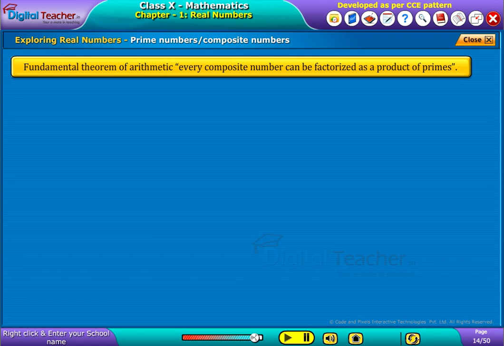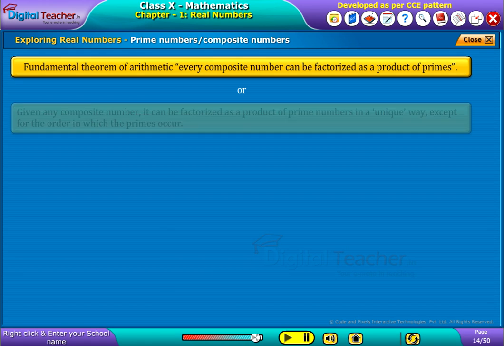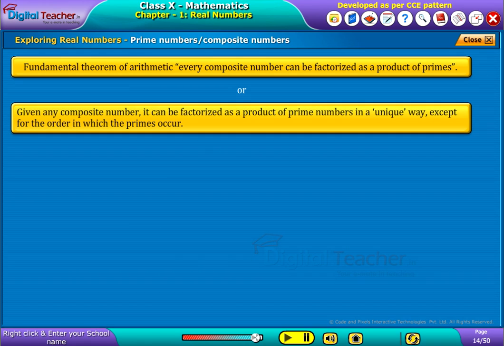The following gives us the fundamental theorem of arithmetic, which tells us that every composite number can be factorized as a product of primes. Given any composite number, it can be factorized as a product of prime numbers in a unique way, except for the order in which the primes occur. Take an example for this.